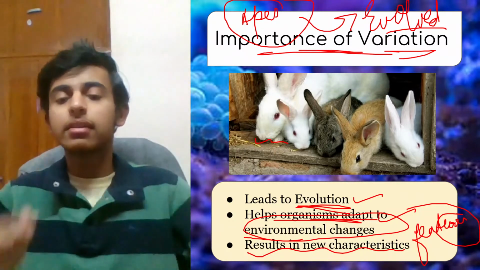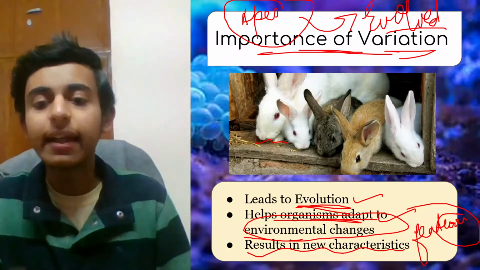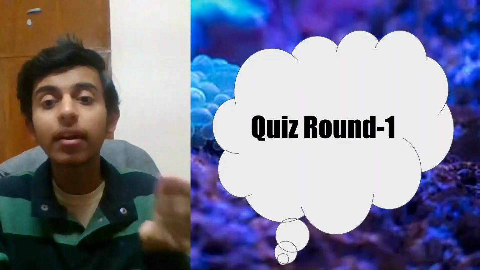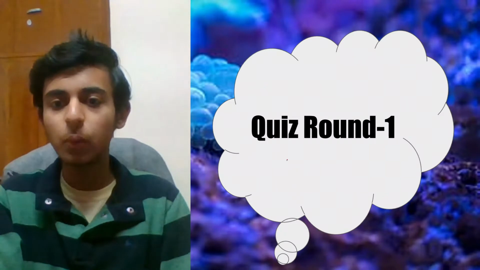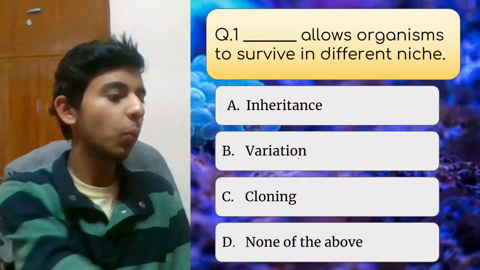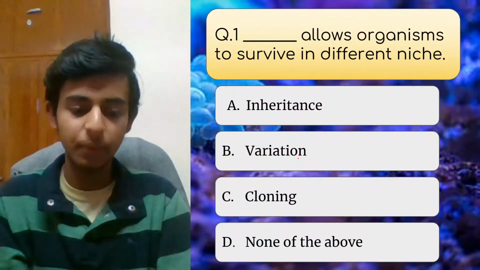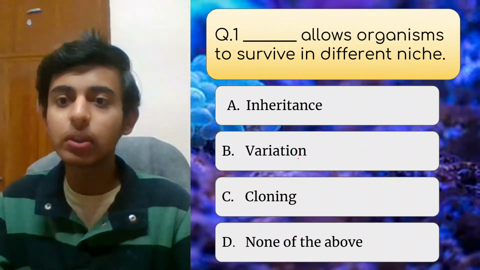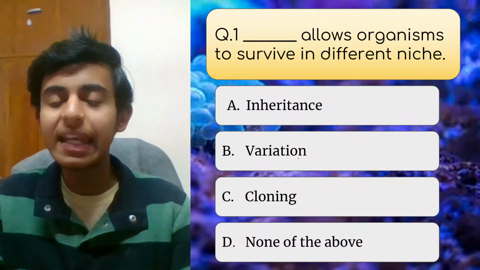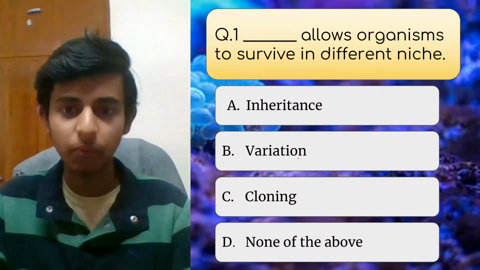Okay, so this is about variation. We've discussed that the new features would enable us to survive. Now, quiz round one. We're getting started with round one of our quiz. Question one on your screen. Let's see how many of you can answer this. Let me know in the chat box. Dash allows organisms to survive in different niche: inheritance, variation, cloning, or none of the above. What do you think?